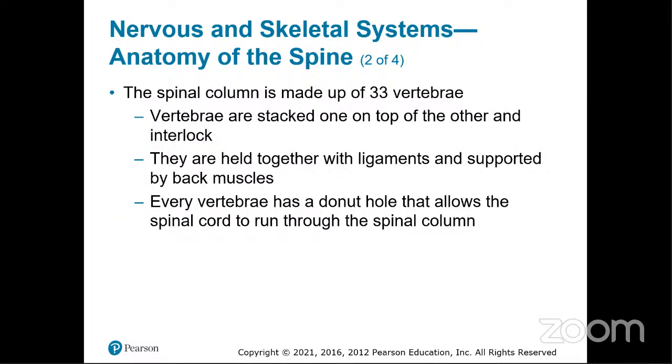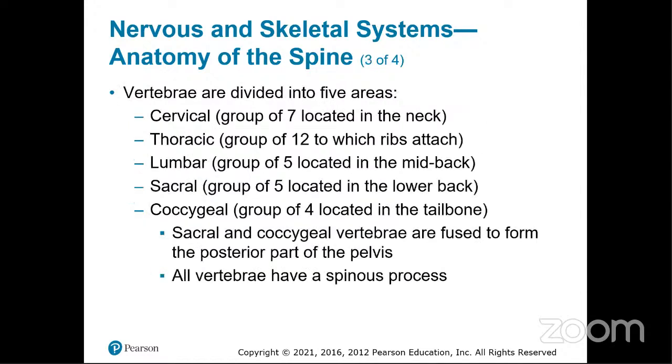The spinal column is made up of 33 vertebrae. They're stacked one on top of the other and interlocking, with tendons and ligaments, supported by the back muscles. Every vertebra has a donut hole that allows the spinal cord to run through. The further down you get, into the coccyx and sacral, they get smaller and smaller, but the bone gets bigger and bigger because it's taking more weight.